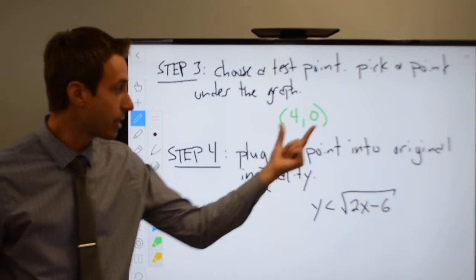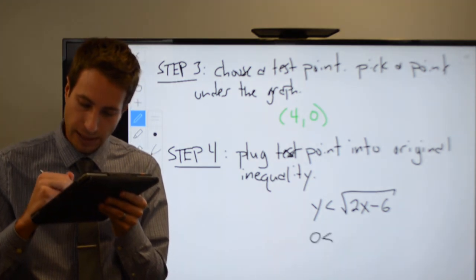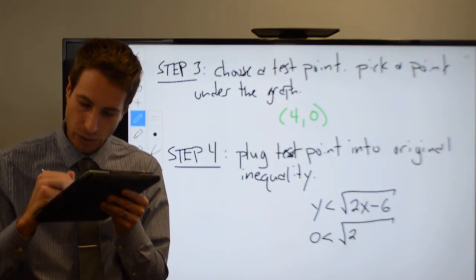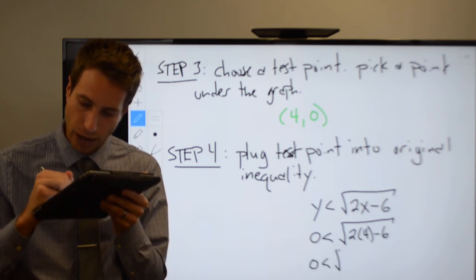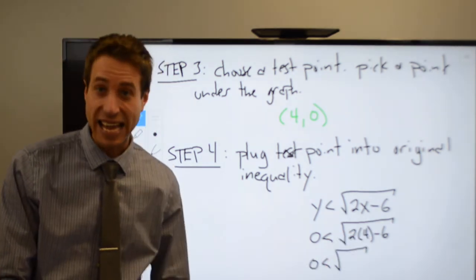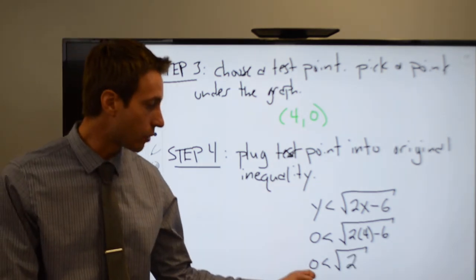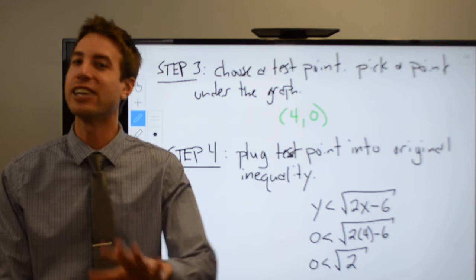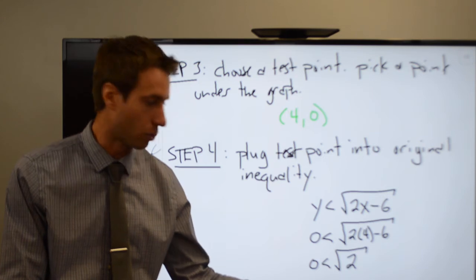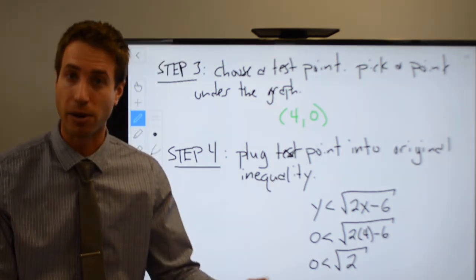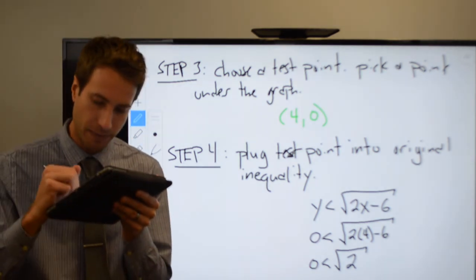So now I'm going to plug in my test point. That's my x, that's my y value. So 0 is less than the square root of 2 times 4 minus 6. 0 is less than the square root. 2 times 4 is 8. 8 minus 6 is 2. And the question is, is 0 less than the square root of 2? Now I know that 2 is not a perfect square. You're going to get an irrational, non-repeating decimal here, but it's a positive number, and any positive number is bigger than 0. So this is a true statement.